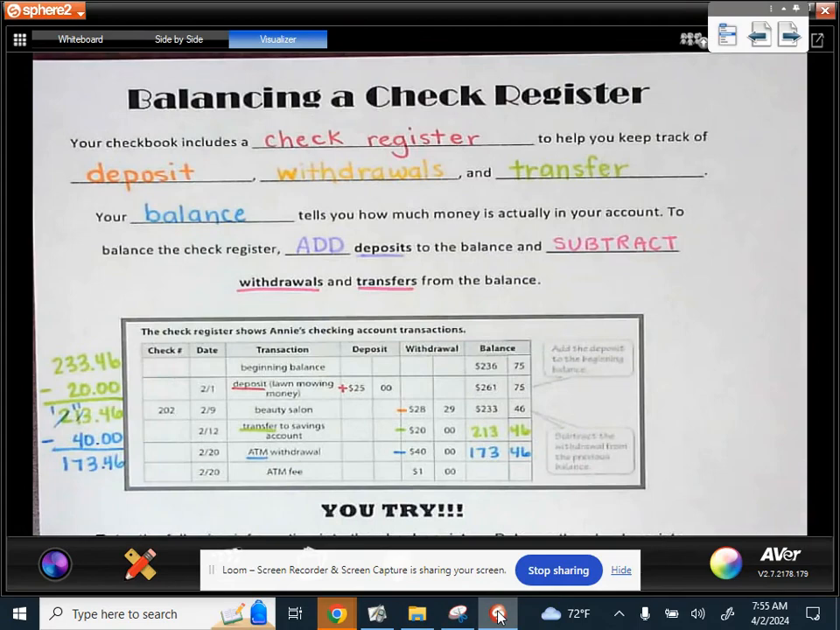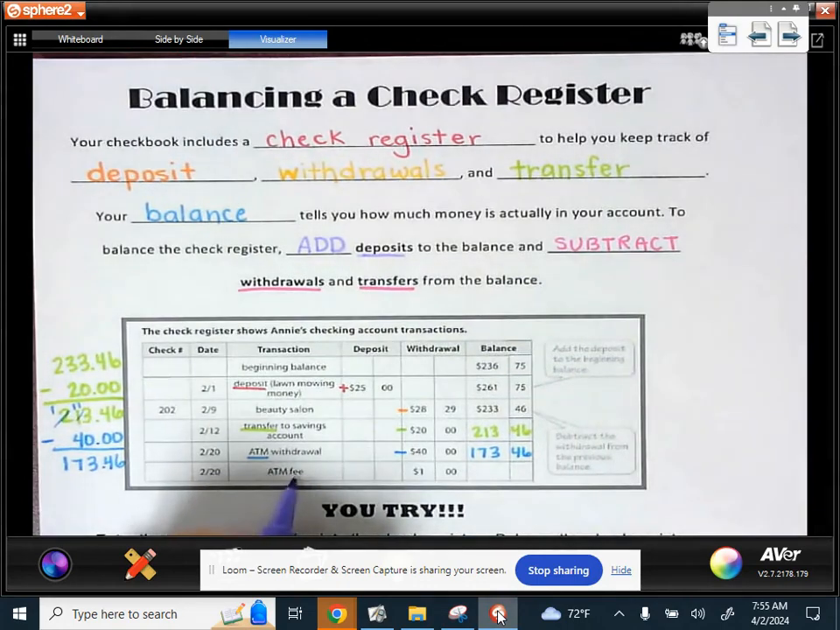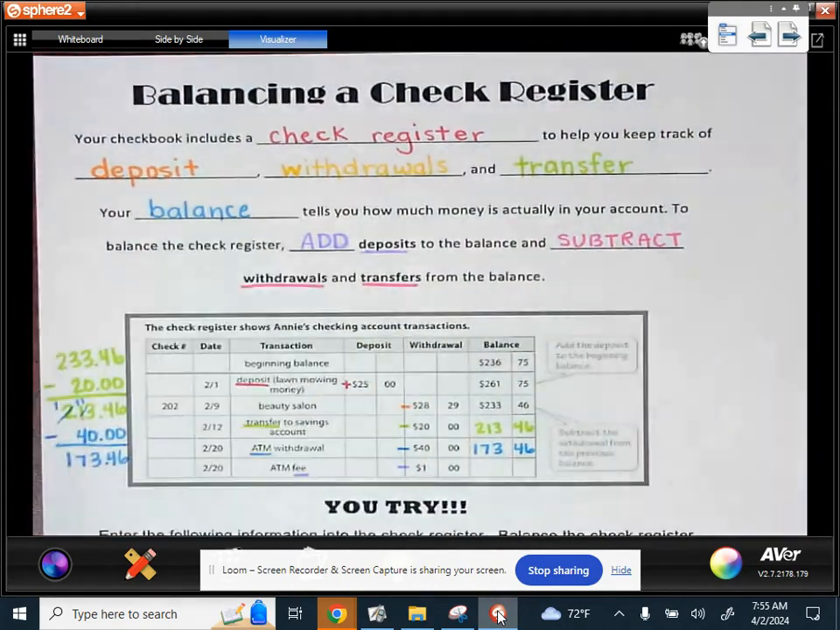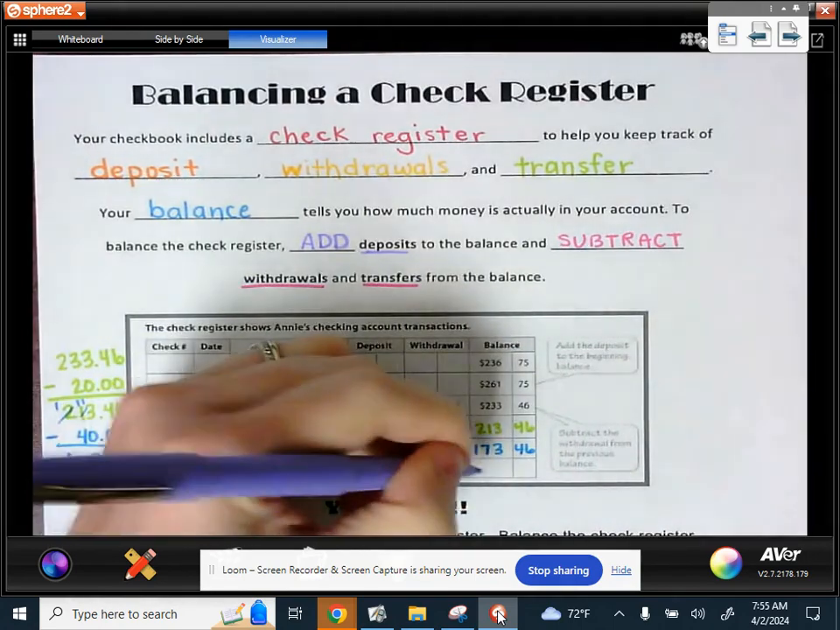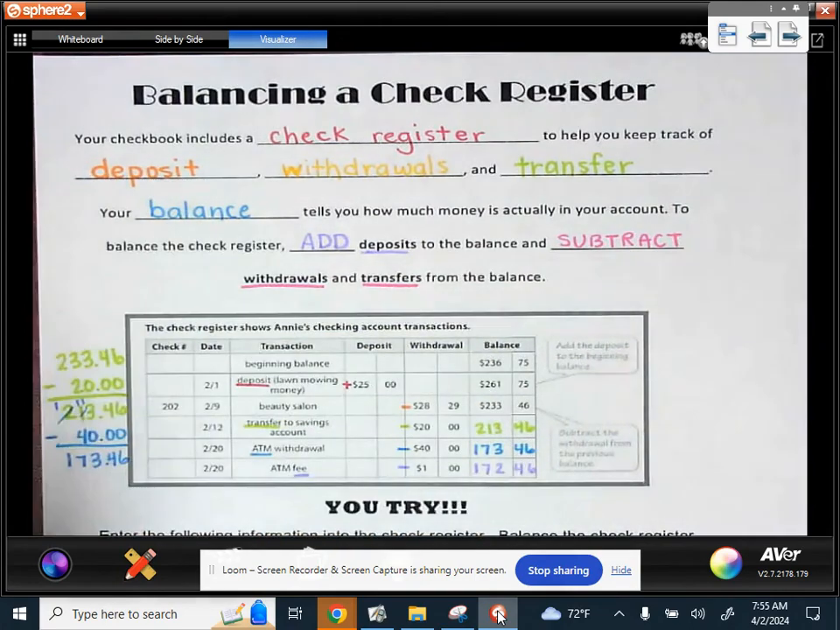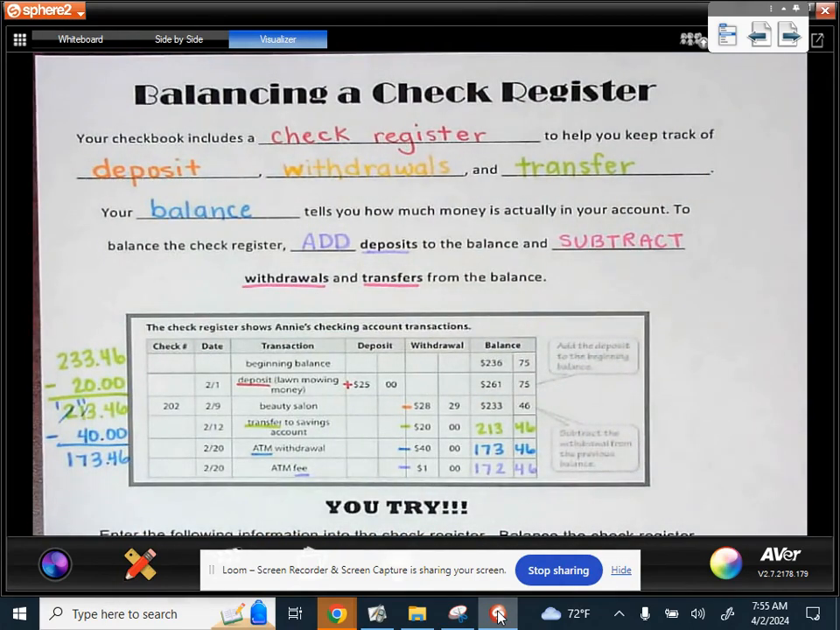When you're doing your subtraction for your check register, make sure you always line up your decimal points and be careful with borrowing. And remember, we talked about how banks make their money off of fees. To use the ATM, a lot of times they charge you a fee. So again, fees get subtracted from your balance. So if we had 173, we now have 172.46.